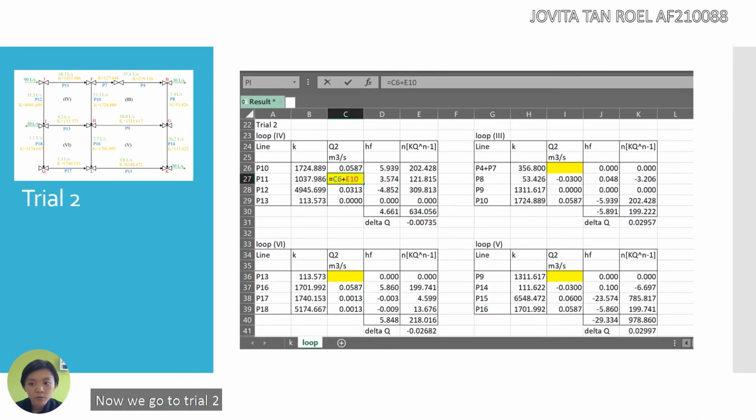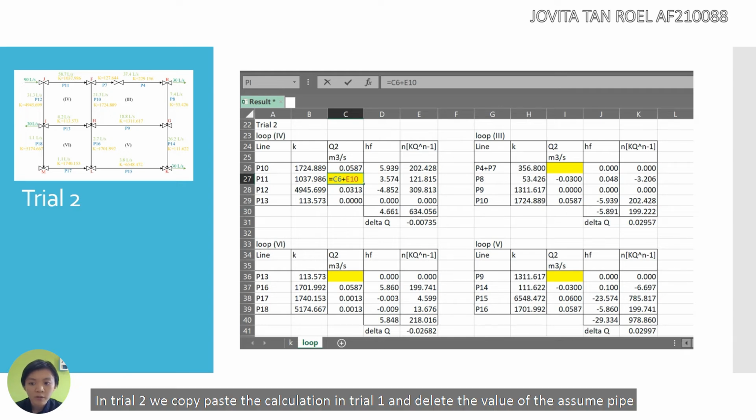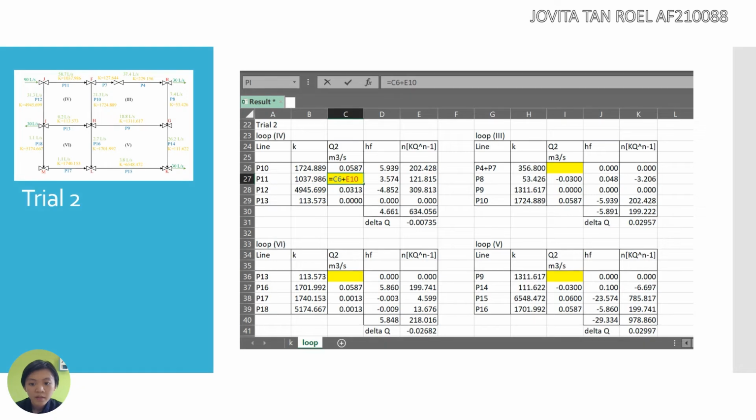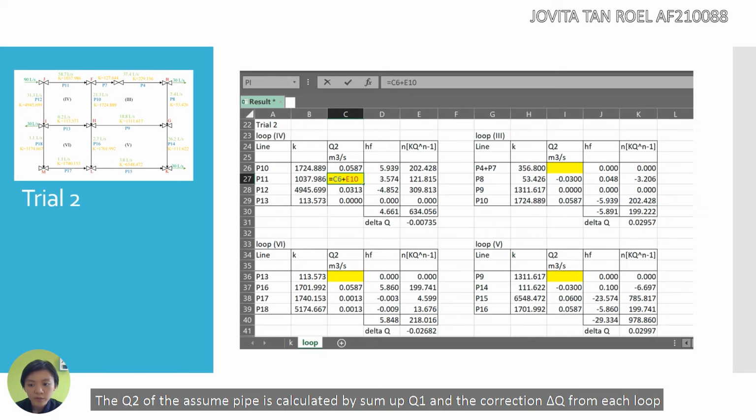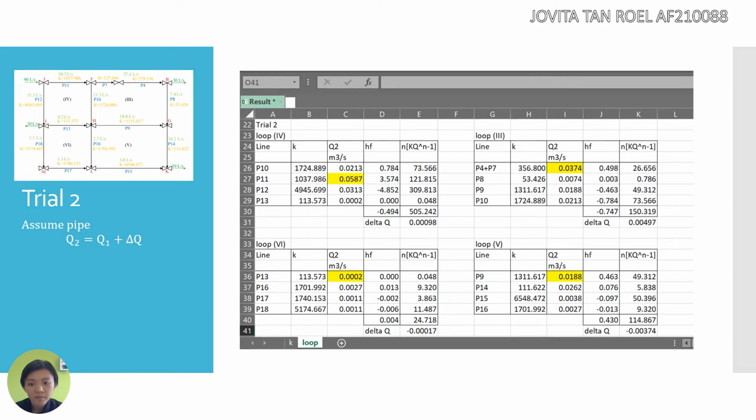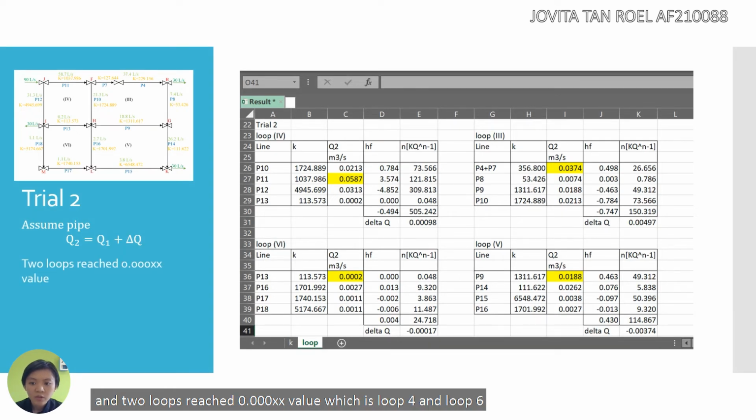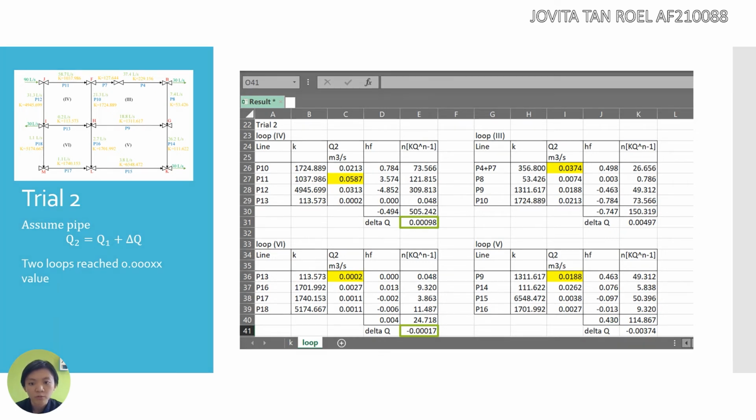Now we go to trial 2. Q2 is calculated by correcting the assumed pipe. In trial 2, we copy-paste the calculation in trial 1 and delete the value of the assumed pipe. The Q2 of the assumed pipe is calculated by summing up Q1 and the correction delta Q from each loop. So this is the result for trial 2, and 2 loops reach 0.00xx value, which are loop 4 and loop 6. Therefore, we can stop the calculation at trial 2.